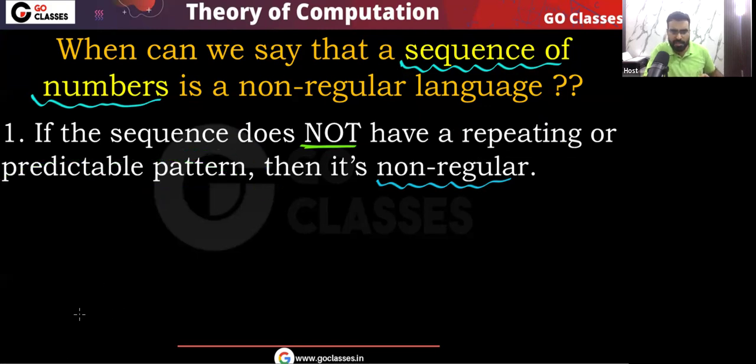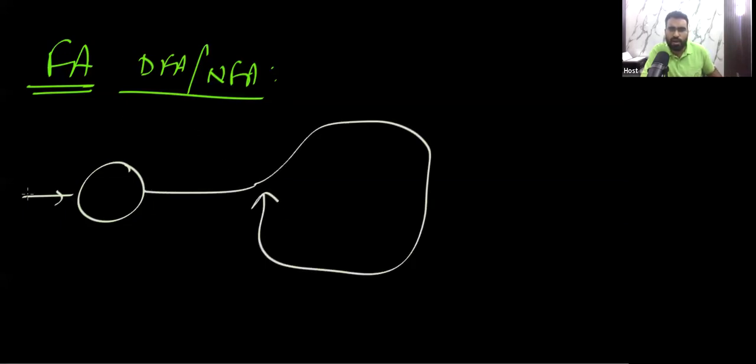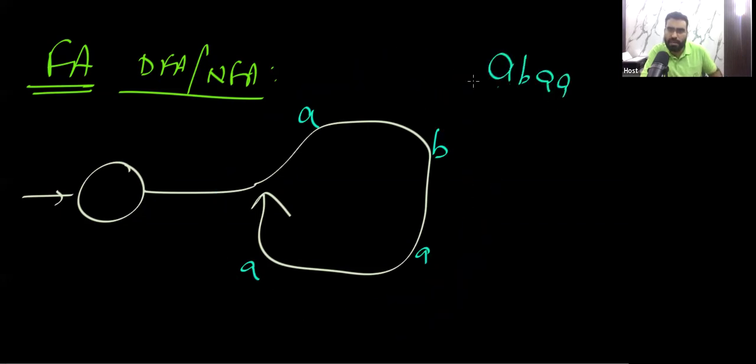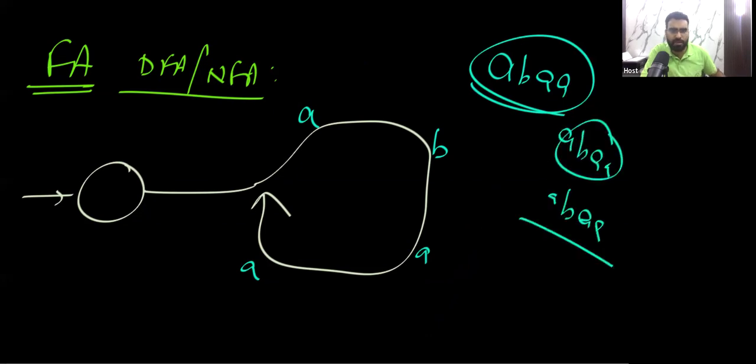Is this clear? In finite automata, whether you take a DFA or an NFA, they work on a repeating pattern. In a finite automaton you have some states and maybe some loops. A loop is a repeating pattern, isn't it? For example, let's assume this is the loop A B A. You got the repeating pattern A B A, again this will repeat A B A, again A B A. Are you getting my point? So remember, finite automata work on a repeating pattern.